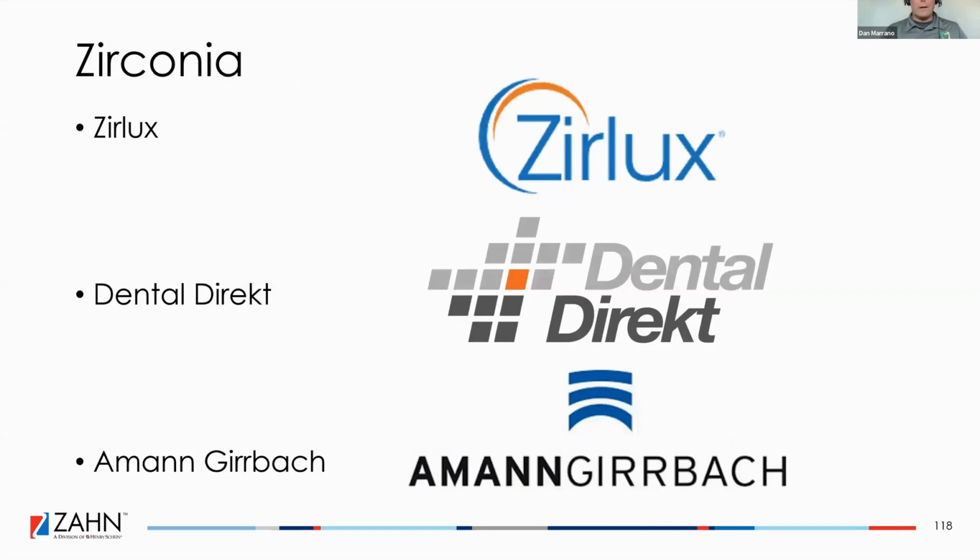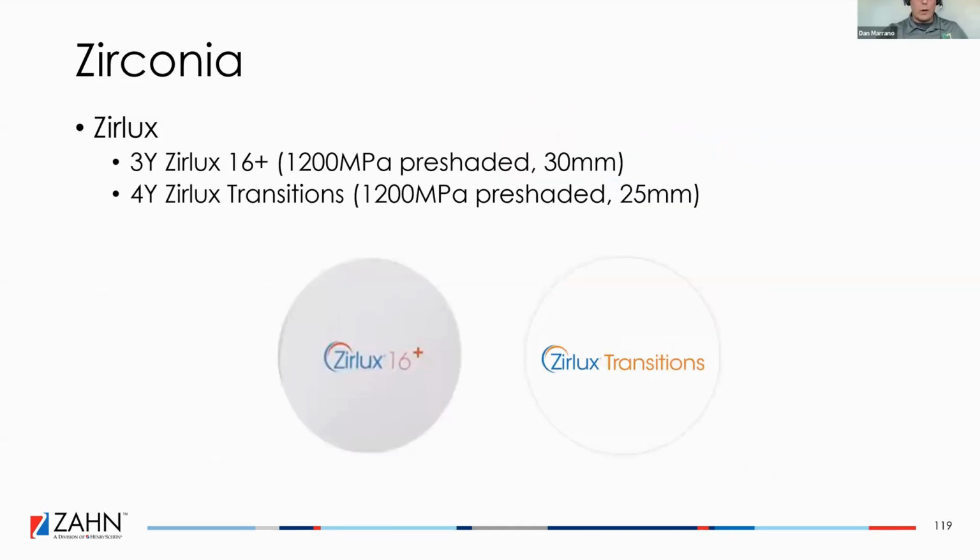Zirconia, I like to use quality Zirconia. We have 3 brands here from Zon that I chose to show that all work very well in this workflow. We got the Zerlux, the Dental Direct, and a Amann Girrbach. The Zerlux, 2 choices. We have the 3Y Zerlux 16 Plus and 4Y Zerlux transitions. I'll show here, we in the lab use almost always 4Y at this point.